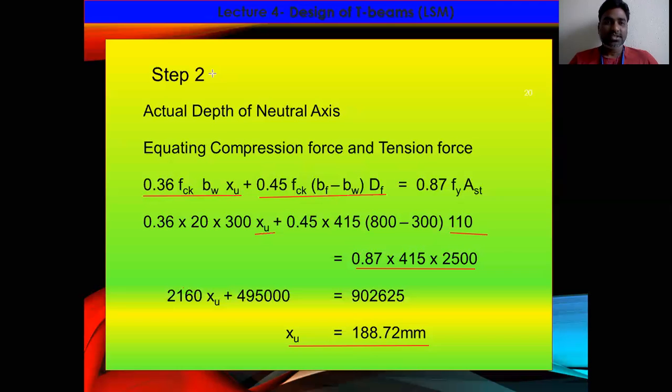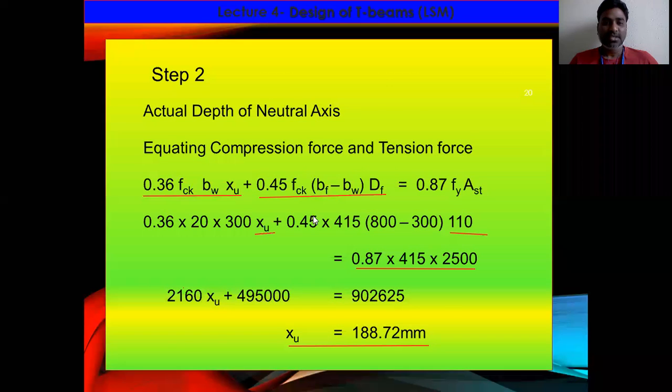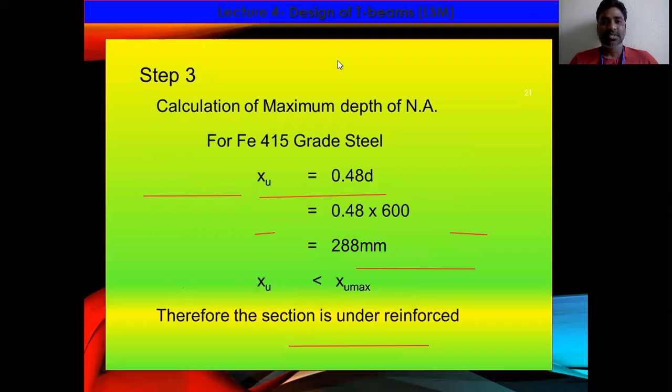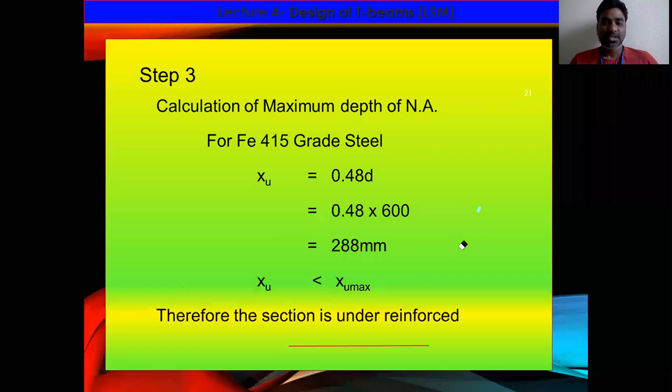Then after getting the xu value, you need to determine the xu max as per IS 456-2000. That is as per the codal provision. If the grade of steel is 415, the xu max is equal to 0.48 d, where d is the effective depth of the T-beam, that is 600. If you substitute the values, that is 0.48 into 600, we get 288.